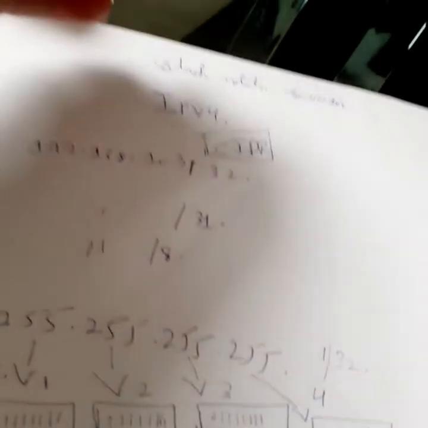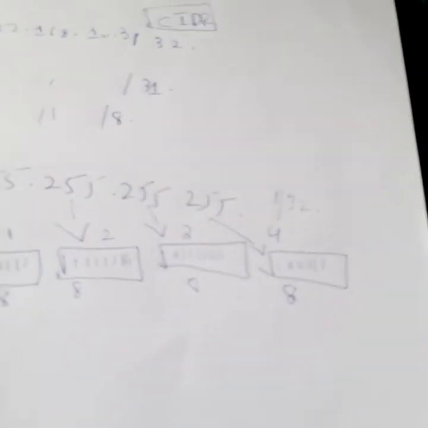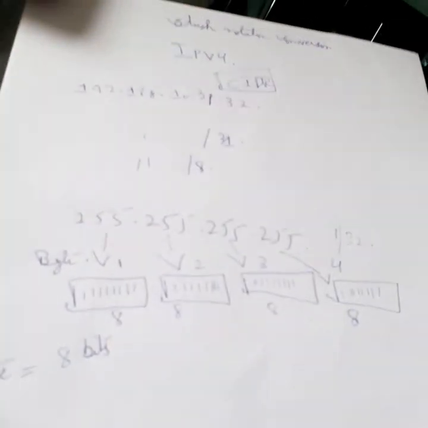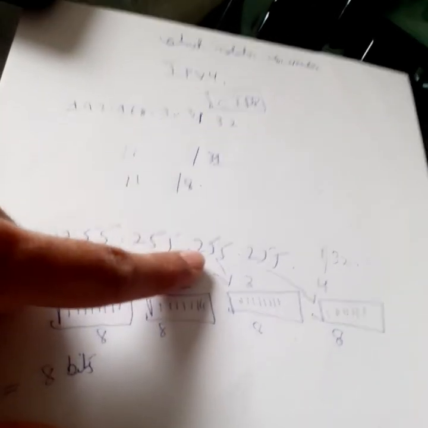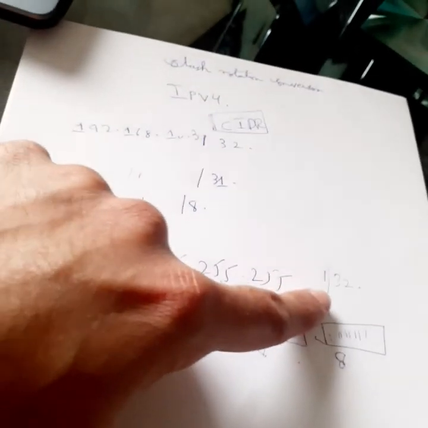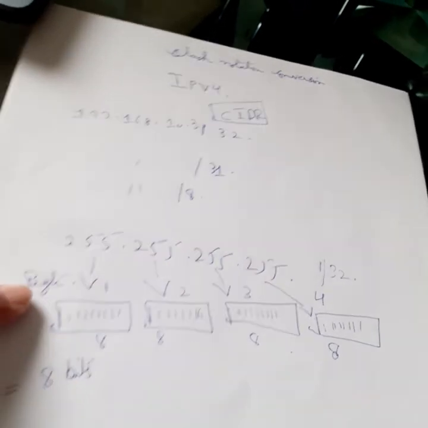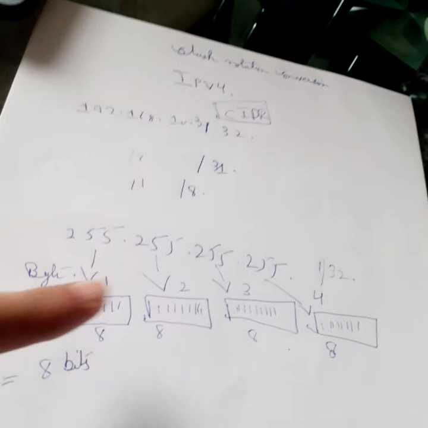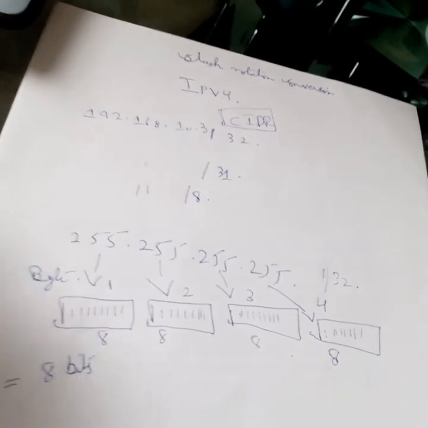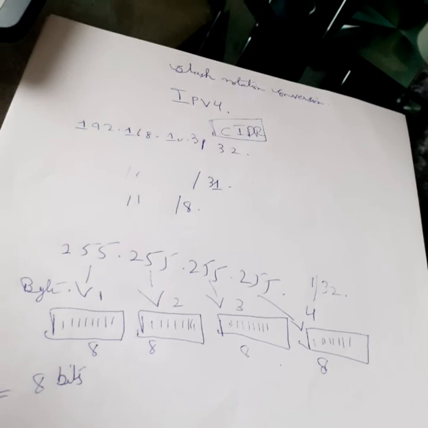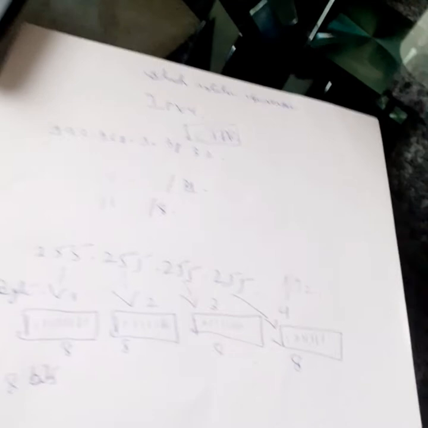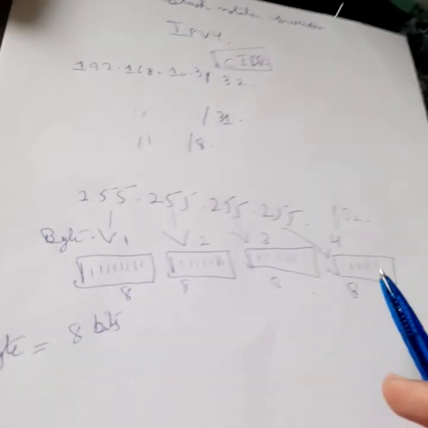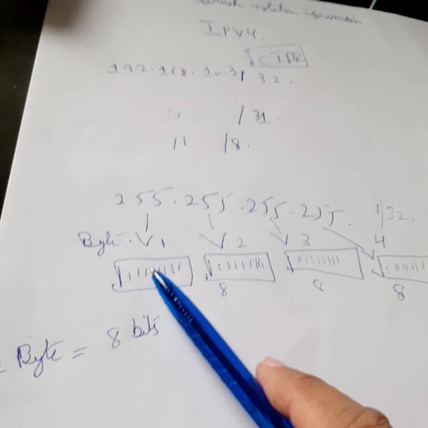Slash notation is also called CIDR notation. If you get a question in the exam, such as slash 32, what will be the subnet mask of it? Or if someone gives you a subnet mask, what would be the slash notation of it? First we break it into 4 octets. Then we have allocated the bits as well: 8 bits, 8 bits, 8 bits.